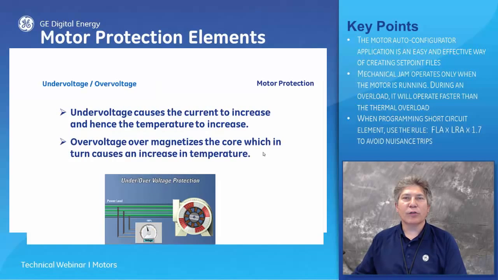Undervoltage, overvoltage. If there is an undervoltage condition, the current drawn by the motor will increase, and as a result the temperature will also increase. If there is an overvoltage condition, the core becomes overmagnetized, which in turn causes an increase in temperature. These settings are typically set to plus and minus 10% of the nominal voltage.